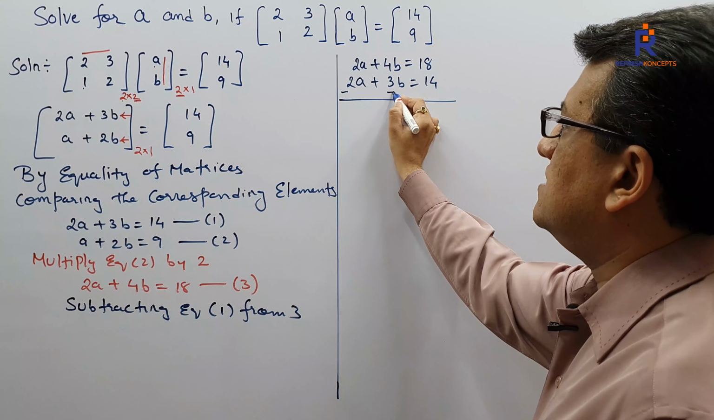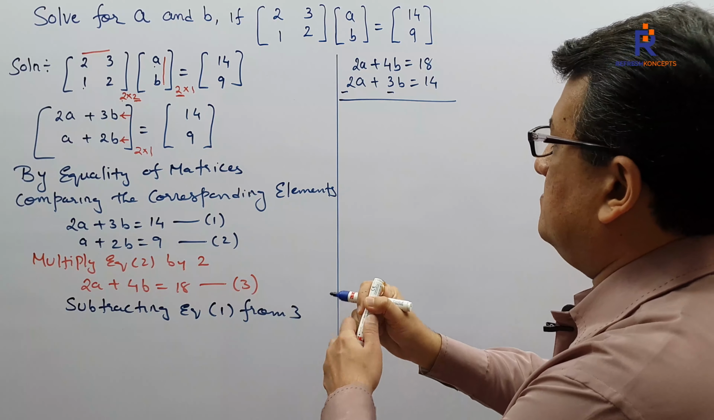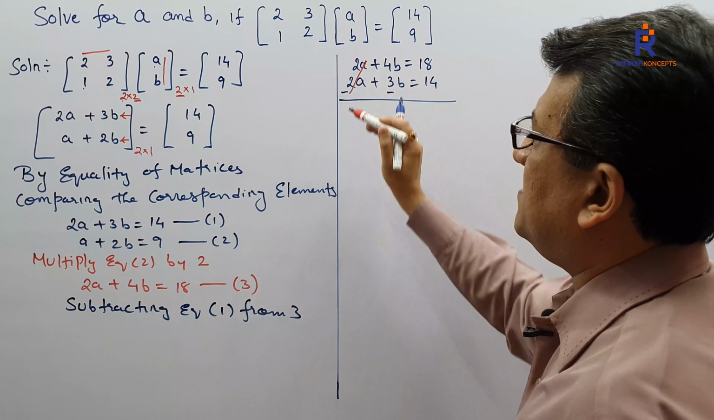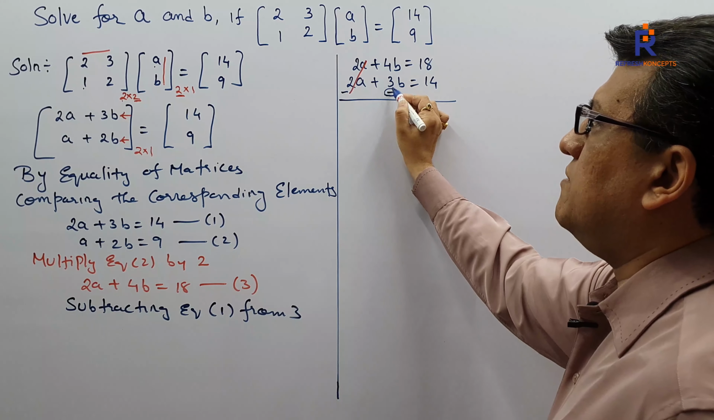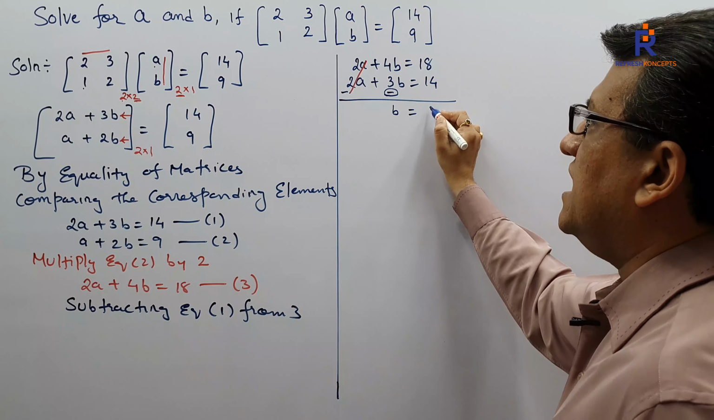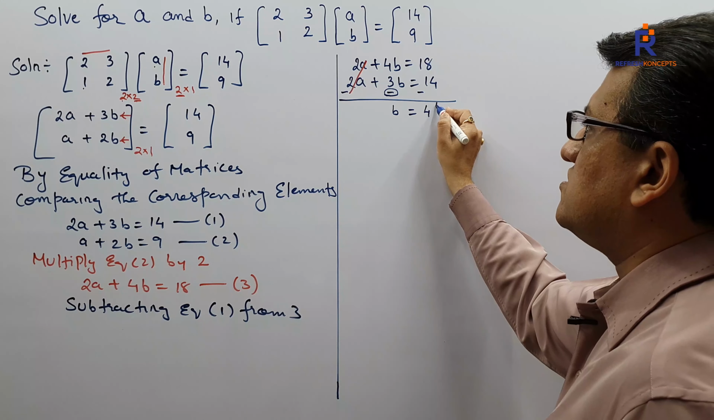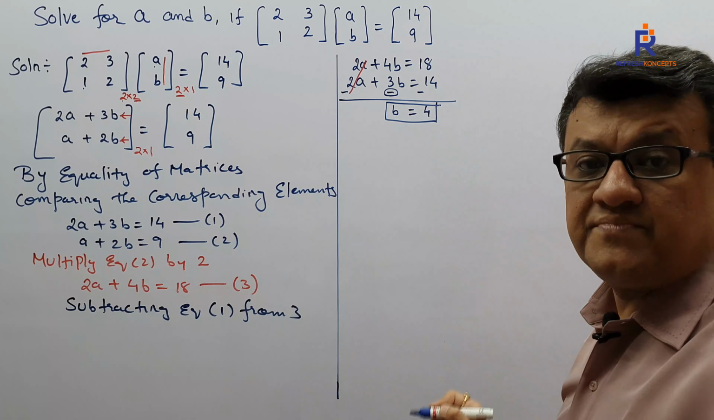On subtracting, the 2A cancels off. I am left with 4B minus 3B, simply B. 18 minus 14, 4. So the value of B turns out to be 4.